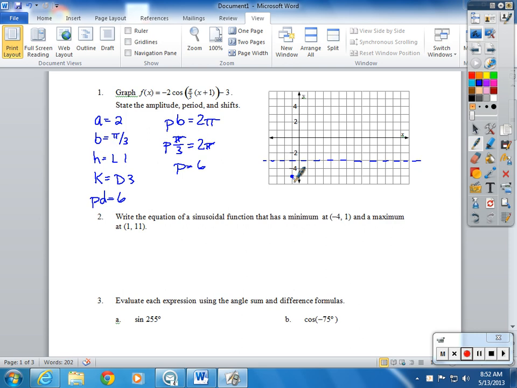So we always graph the first point first. The next point we graph is the last point, which will be 6 away.